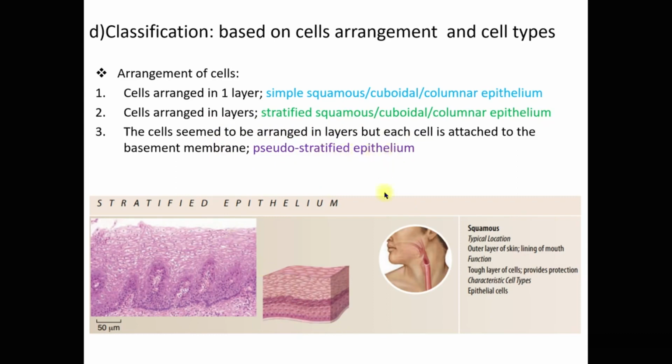Now this micrograph shows an example of stratified squamous epithelium. You can see these squamous cells being arranged in many layers. So this covering epithelium is known as stratified squamous epithelium.